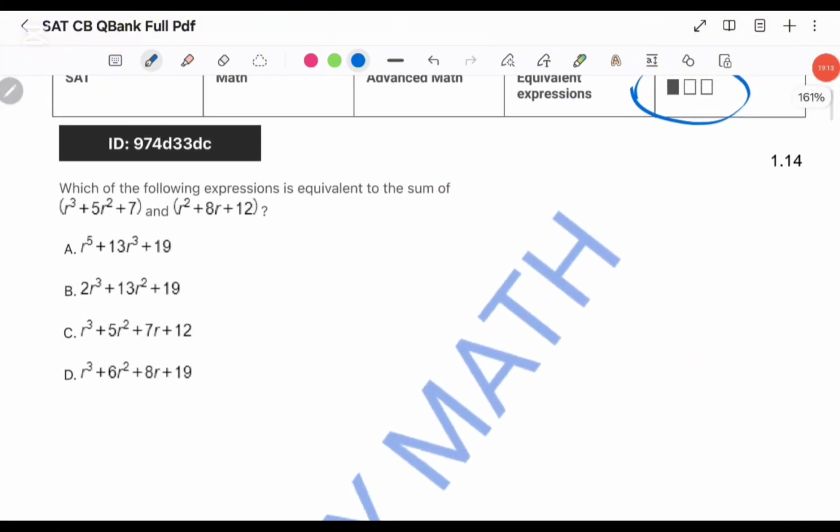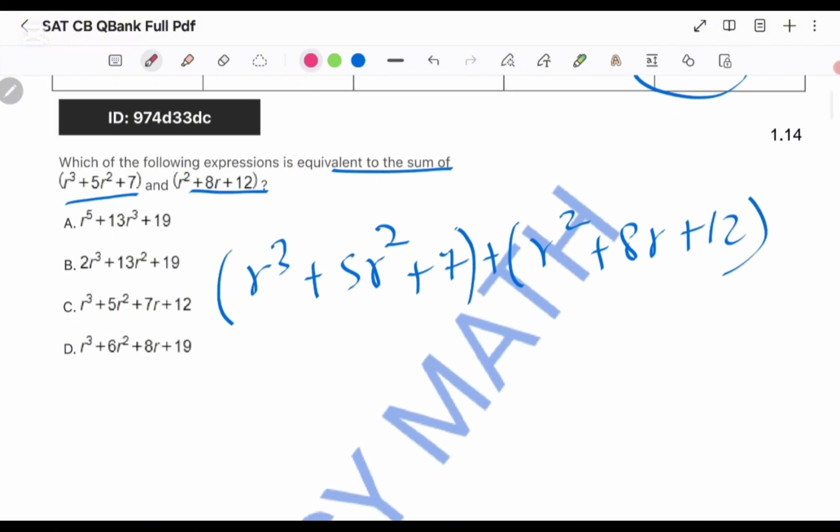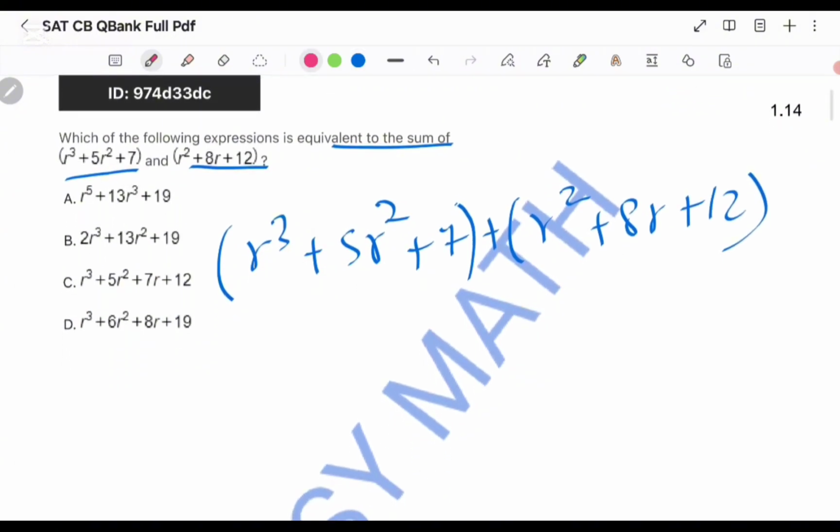Now, which of the following expressions is equivalent to the sum of these? You want to add them together, so let's retype that. 5r squared plus 7, plus the bracket here, r squared plus 8r plus 12. Whatever the variable is doesn't mean anything to you. This is exactly like the first question. When it's addition, you can ignore these brackets and just go ahead and join the like terms together. So r power 3, I don't see any r power 3 anywhere that I can join this r power 3 with. When it's addition, you cannot, but if it's multiplication, you can.